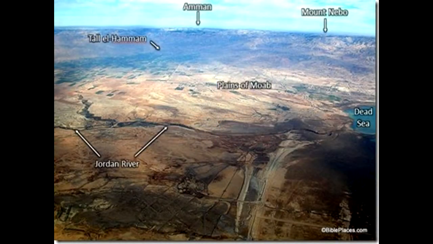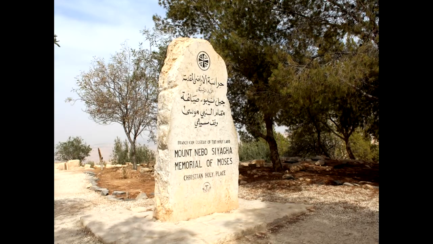If we can give an aerial view of the area, we have Mount Nebo, which is in the background. These are the plains of Moab. We have the Jordan River here, which flows into the Dead Sea, moves up north. From there, you can have a great purview of the land across the Jordan. And again, sitting opposite Jericho, ready to take possession of it. And this is just a little tribute monument on Mount Nebo to Moses himself.